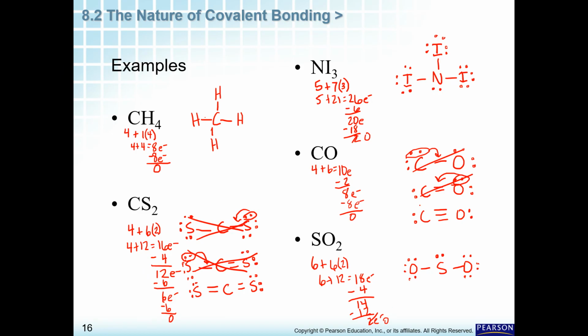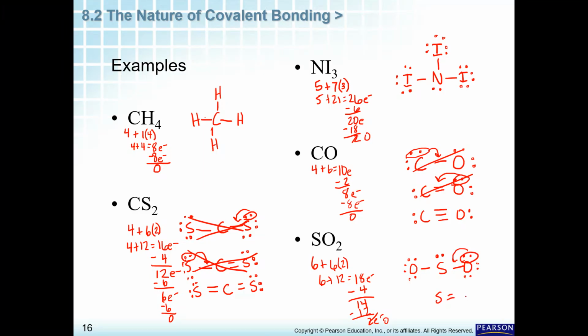Again, double check that the octet rule has been satisfied. Here, this oxygen's happy, this oxygen's happy, but sulfur's not. Sulfur only has 1, 2, 3, 4, 5, 6 electrons around it. So again, this is where we have to take into account, I ran out of electrons, I must make a double or triple bond. Now, who do I take from? In this case, since they're both oxygen, I can take from either one. It does not matter which one you take from. So let's just take from this one and make a double bond there.